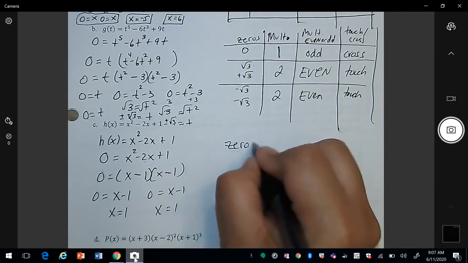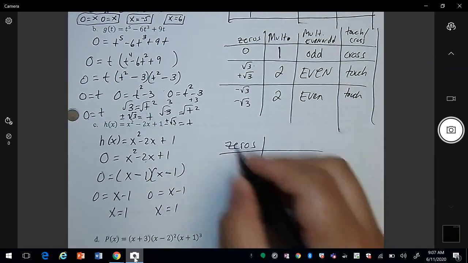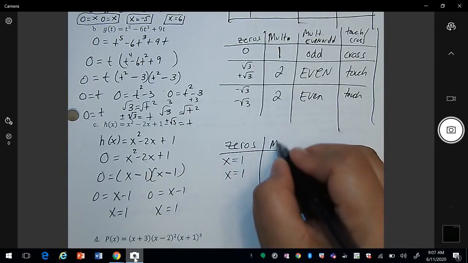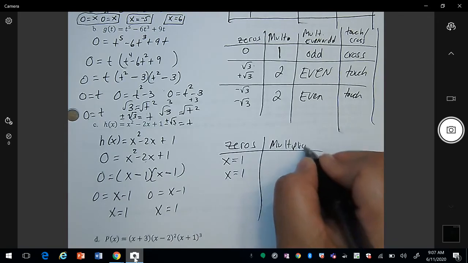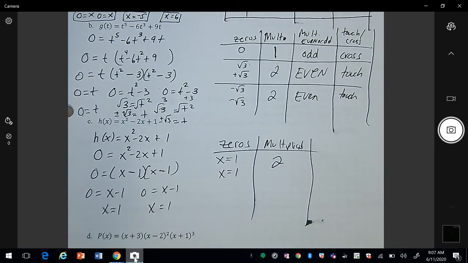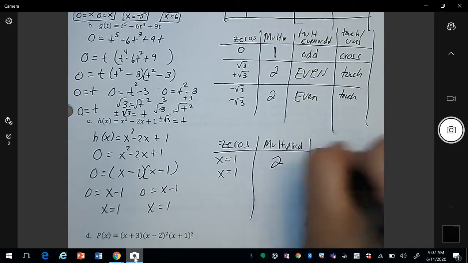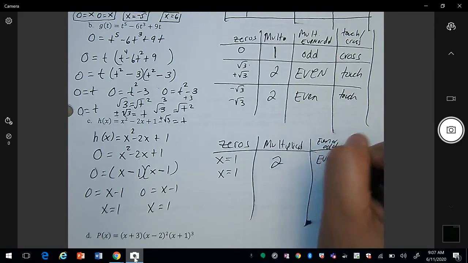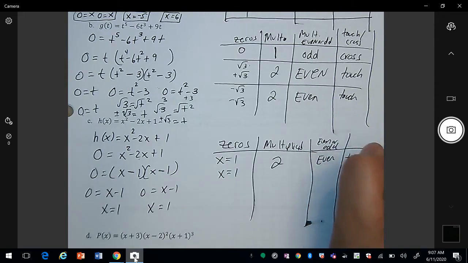So my zeros here are x equals 1 and x equals 1. My multiplicity is 2 since it appears twice. So that's even. So that means that it's going to touch.